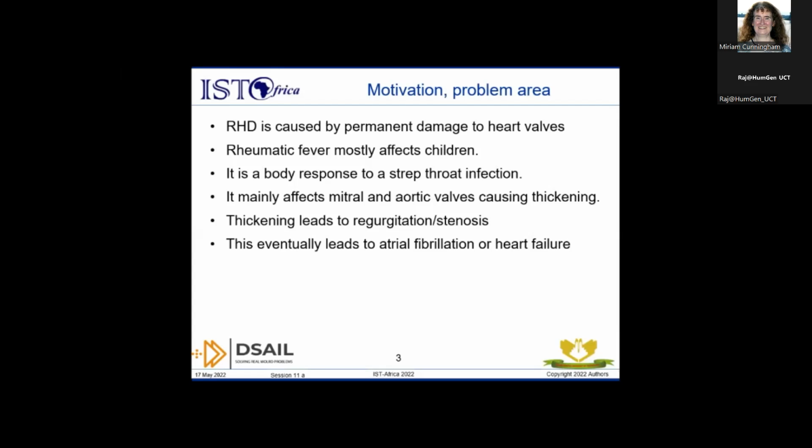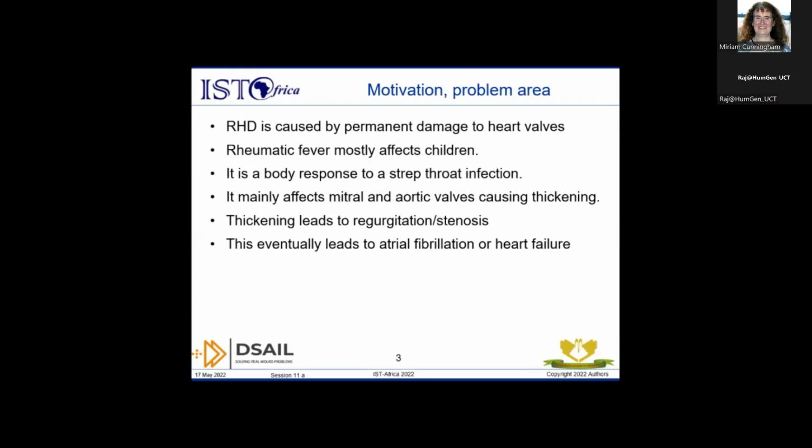Once we have these repeat attacks of rheumatic fever, then the valves might heal, and sometimes they may get inflamed or scar while they're healing. They thicken and do not close properly, and this leads to a condition known as regurgitation, where the valves do not close well and we have backflow of blood. And it might also lead to stenosis, which is a condition where we have narrowing of valves and therefore we have restricted blood flow.